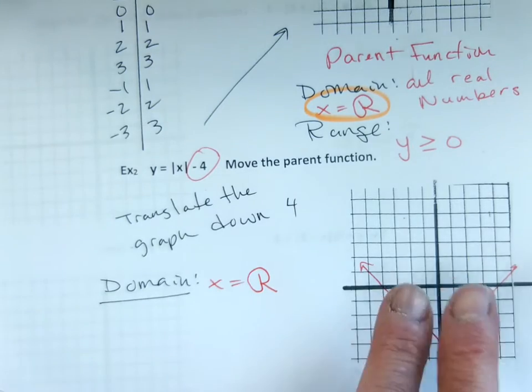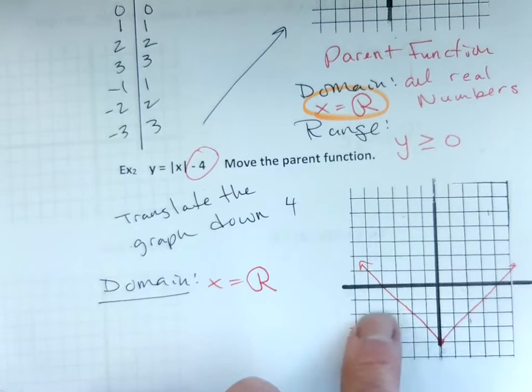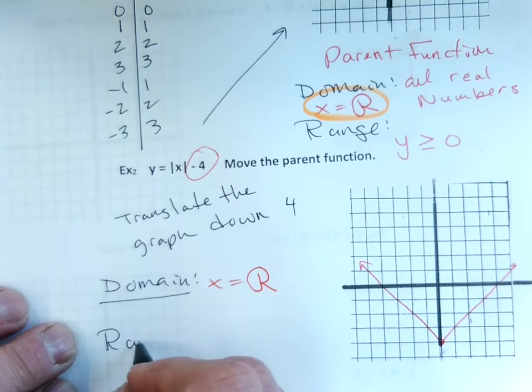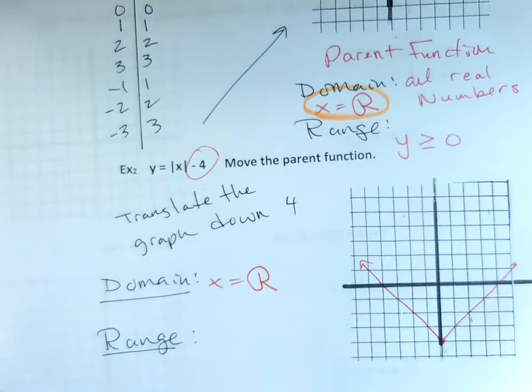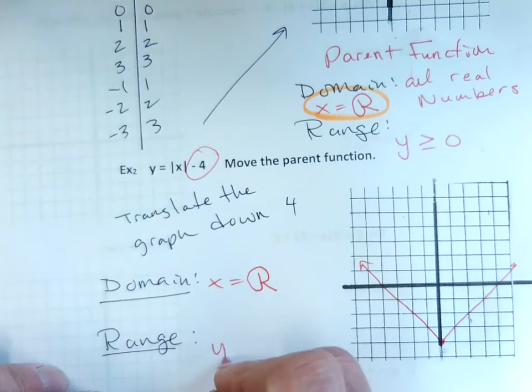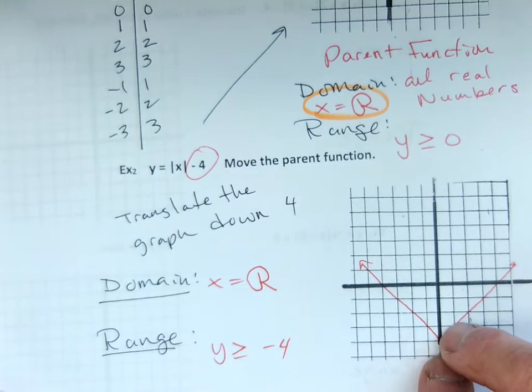So the domain is all real numbers because it's forever wide, or every possible x value you can think of is on that graph. And then the range is a little bit different for the second graph. What do you think the range of the second graph is? Greater than or equal to, what's the lowest point? So we're going to say y is greater than or equal to -4 because it starts at a height of -4 and goes up.